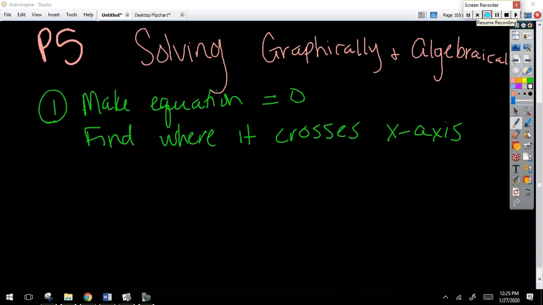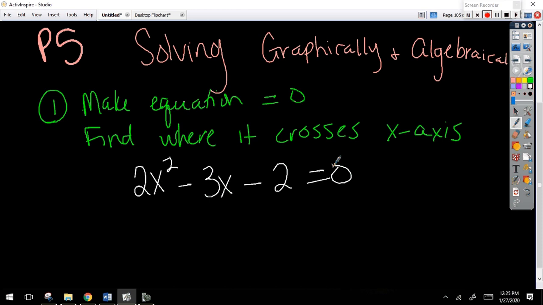Let's say I have the equation 2x squared minus 3x minus 2 equals 0. And I'm asked to solve this graphically. Okay, so the equation already equals 0, so that first thing's done for me. So now what I want to do is graph it.